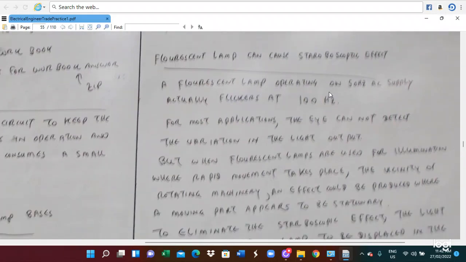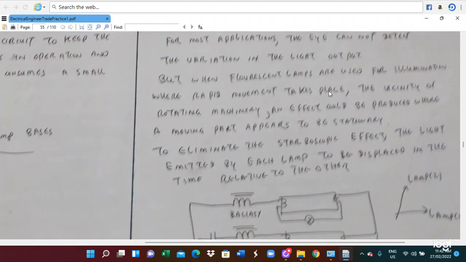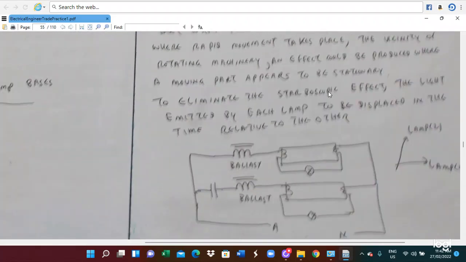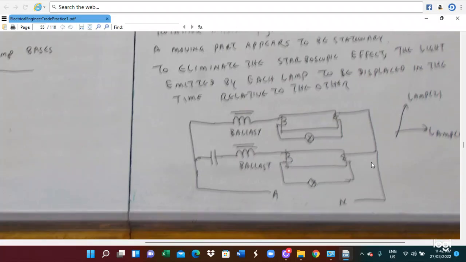The fluorescent light can cause a stroboscopic effect: because of the fluorescent light, some of the running equipment looks stationary, so people using such equipment can be injured. Therefore, instead of using one light, you have to use two lights at a different phase. So in this case, there is a ballast here, then another light, but here we add a capacitor. By using the capacitor, their phase and current waveform will be different. Therefore, it can stop the stroboscopic effect.